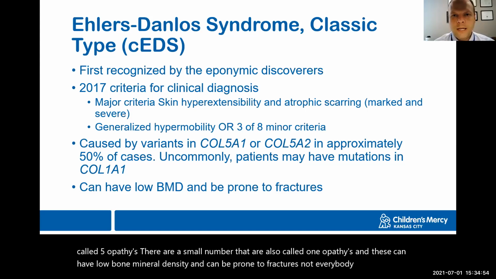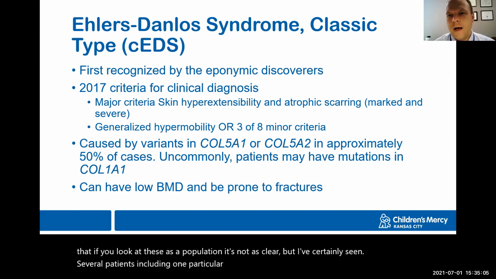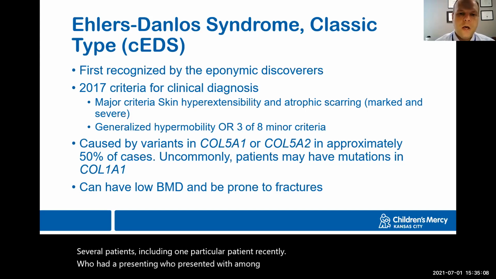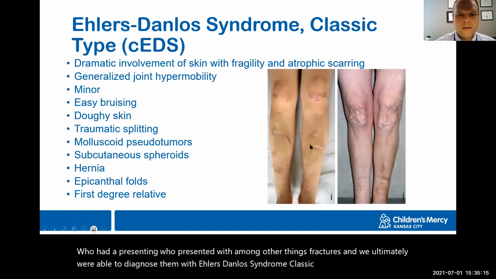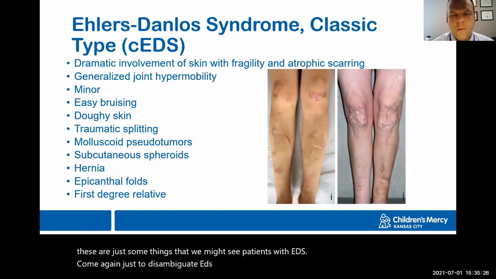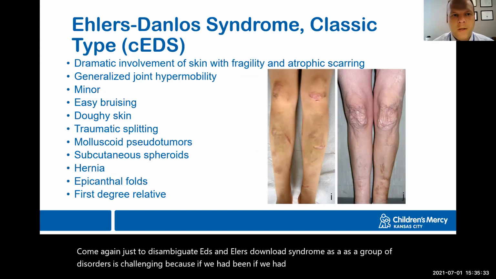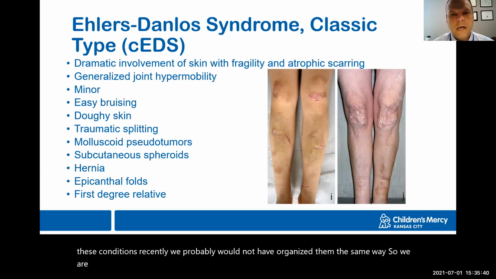And I think that if you look at these as a population, it's not as clear. But I've certainly seen several patients, including one particular patient recently, who presented with, among other things, fractures. And we ultimately were able to diagnose them with Ehlers-Danlos syndrome classic type in this case. And so these are just some things that we might see in patients with EDS. Again, just to disambiguate, EDS, Ehlers-Danlos syndrome as a group of disorders, is challenging, because if we had been originally describing these conditions recently, we probably would not have organized them the same way. So we are a bit burdened historically by the Ehlers-Danlos.